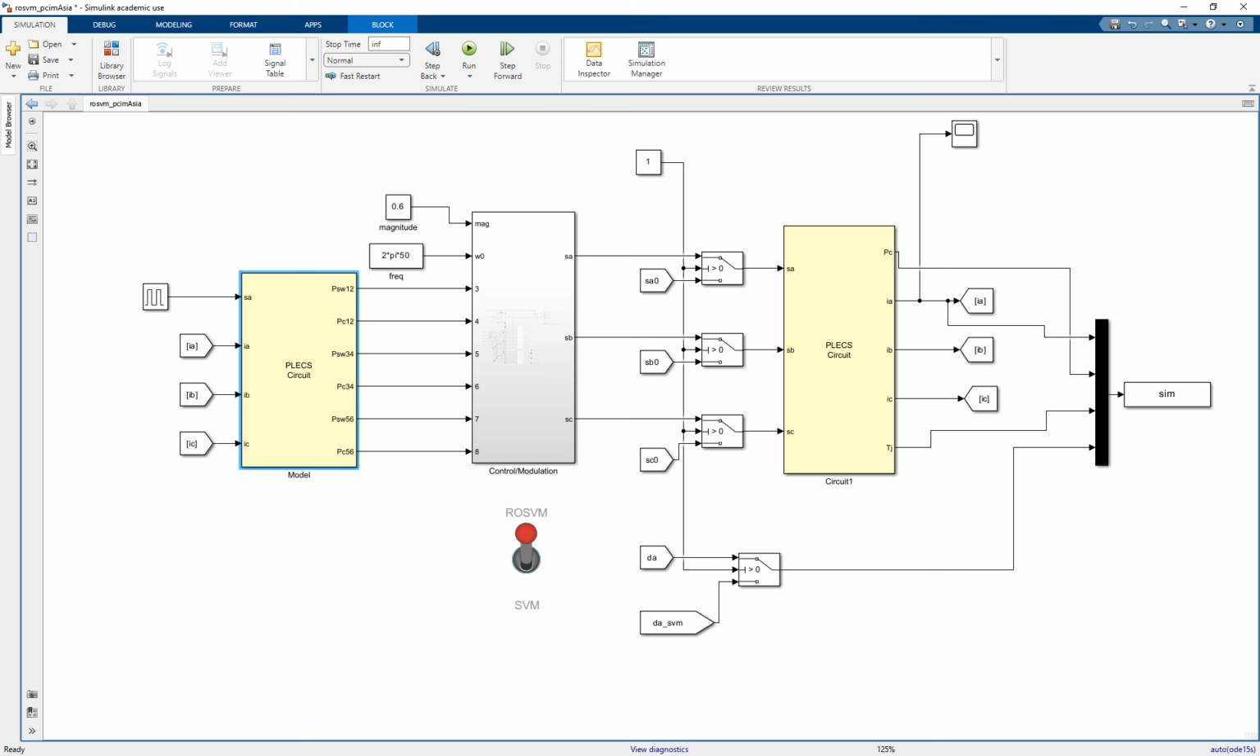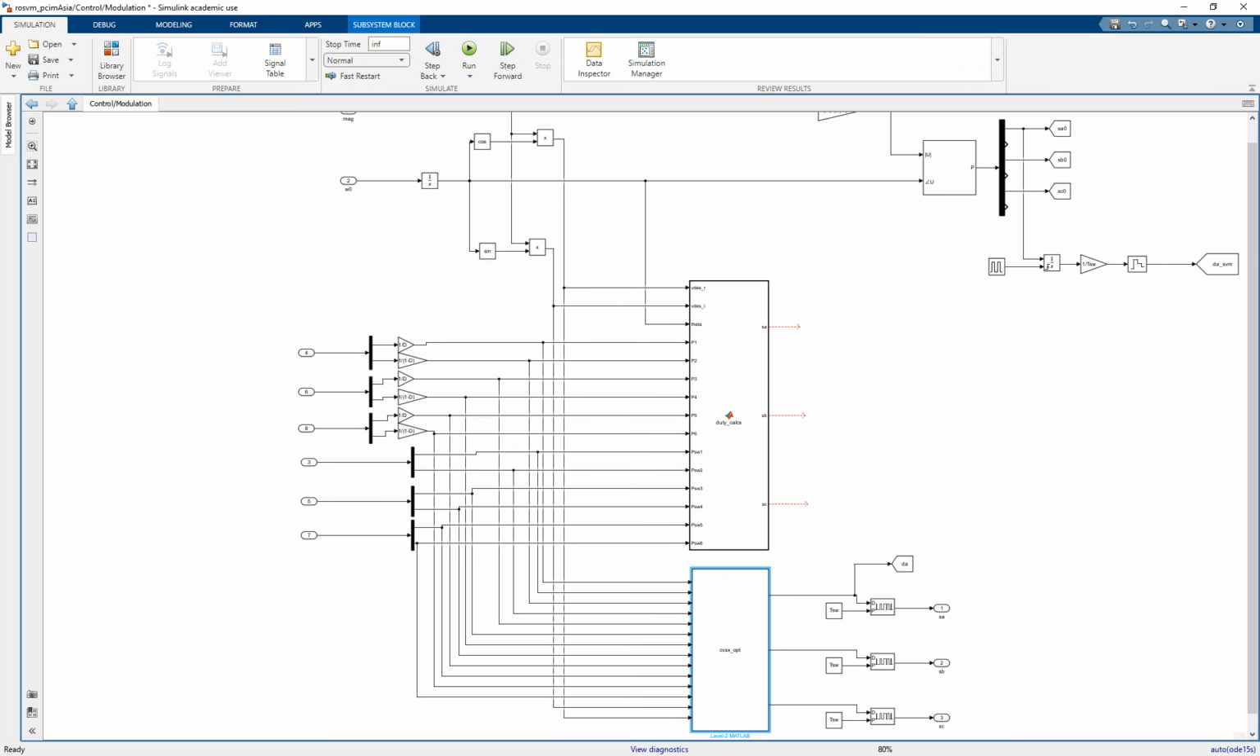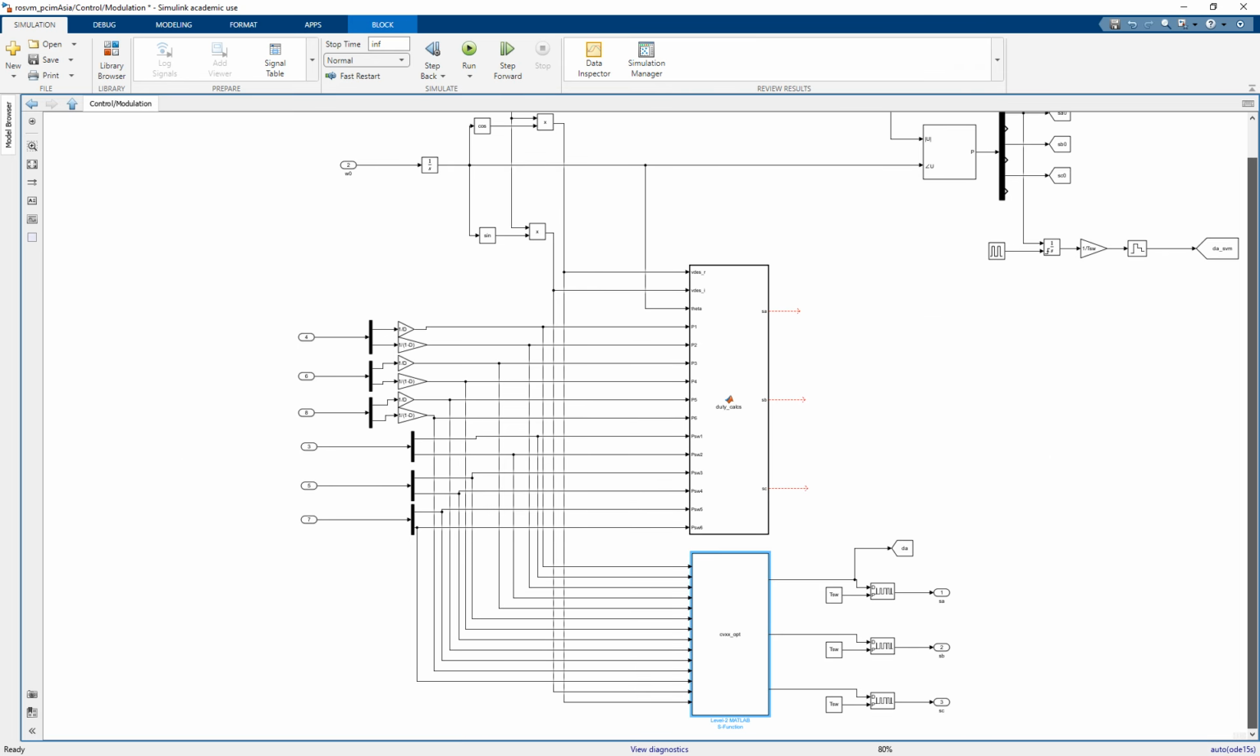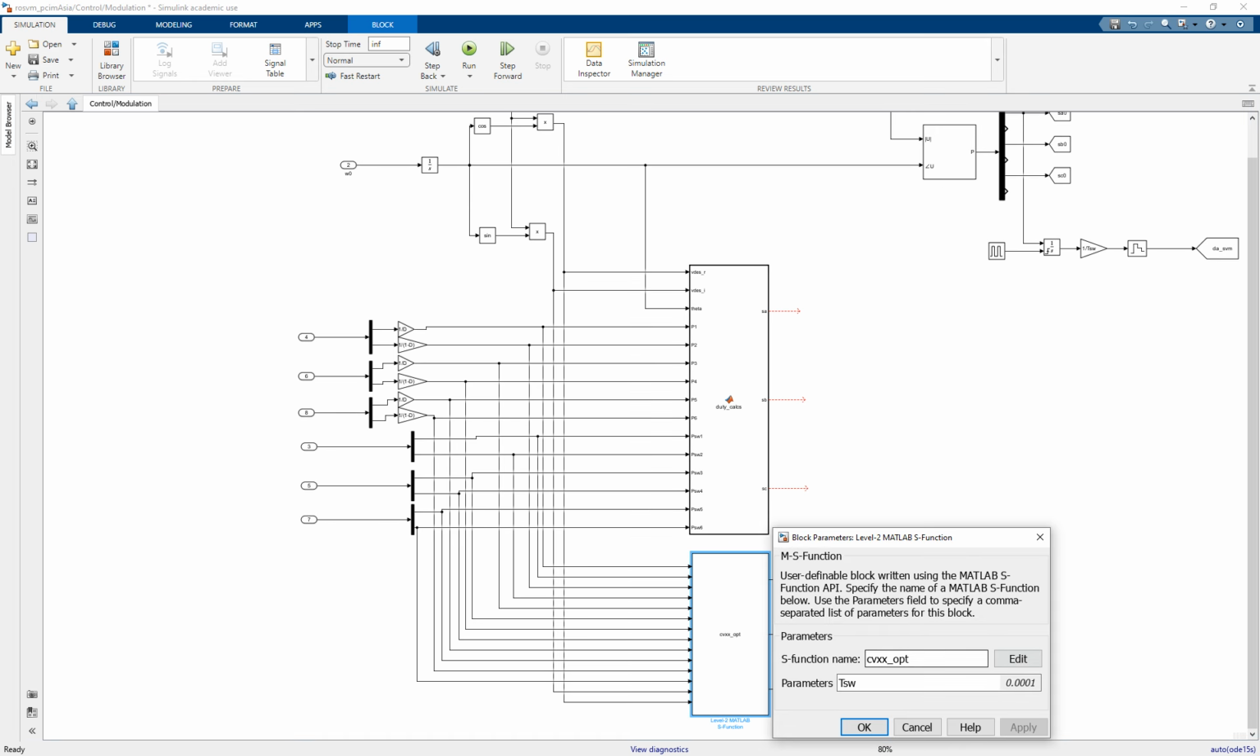So what happens inside of this control modulation? I apply the magnitude, or modulation index, of the space vector modulation and also the frequency, 50 Hertz. Inside, it's a bit complicated, but I have two different modulation techniques. So let's focus on the one I use now. This is the S function, and inside it I have a script written as a MATLAB S function.